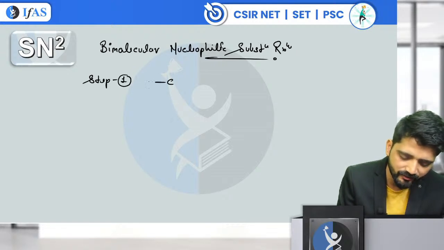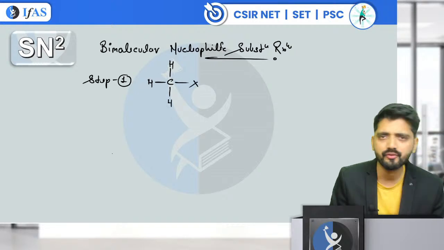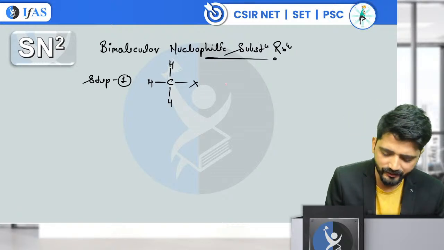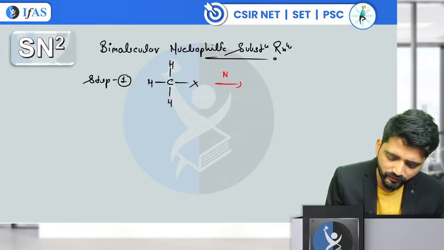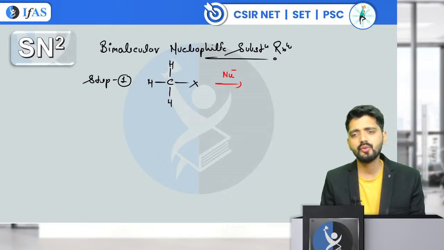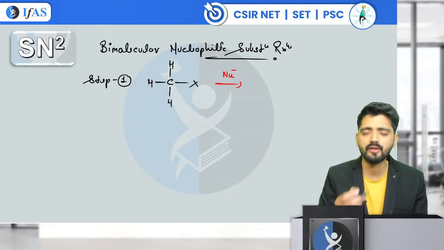Let's suppose I have a CH3 group here and a halogen here, which is of course our leaving group. We have only one carbon center here, and in front of this we have a nucleophile. We all have studied that in an SN2 reaction the attack is from the back side. How does this attack take place from the back side?